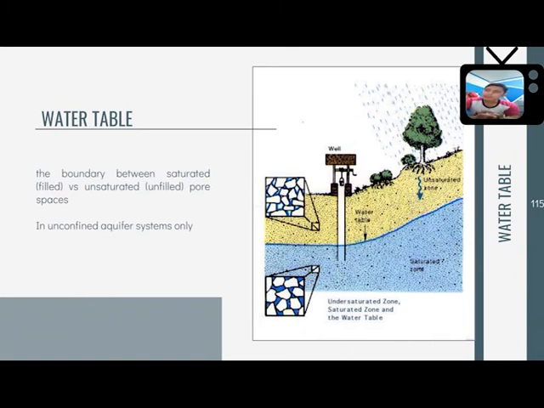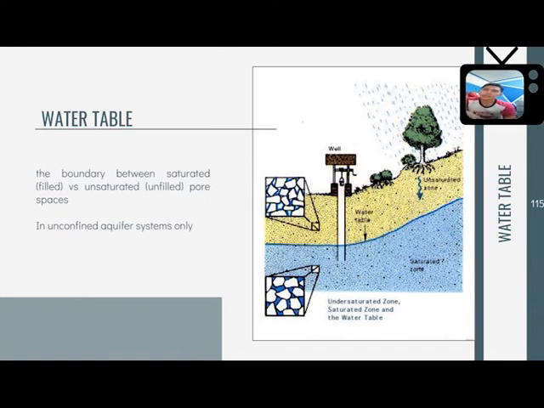Water table, the boundary between saturated versus unsaturated pore spaces, in unconfined aquifer systems only. The water table is an underground boundary between the soil surface and the area where groundwater saturates space between sediments and cracks in rock. Water pressure and atmospheric pressure are equal at this boundary. Underneath the water table is the saturated zone where water fills all spaces between the sediments.